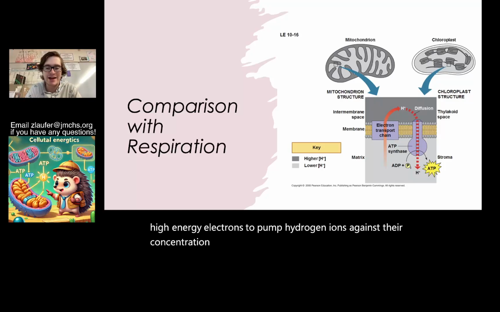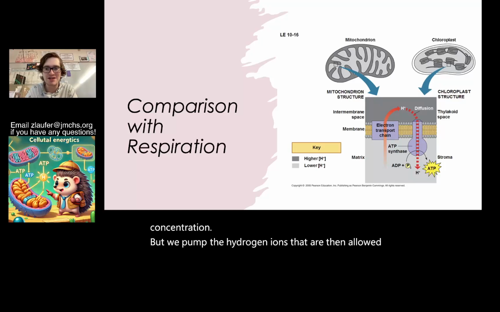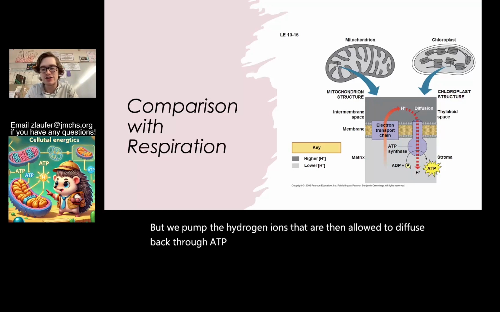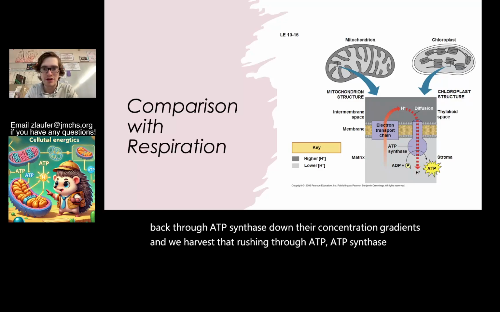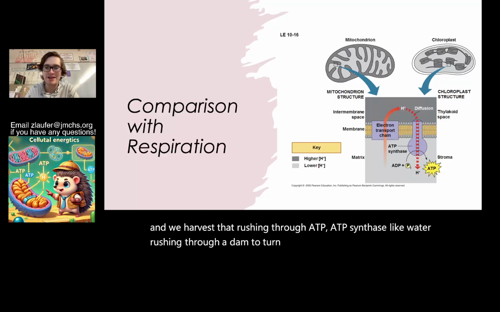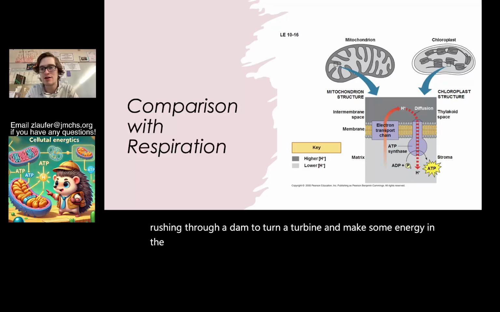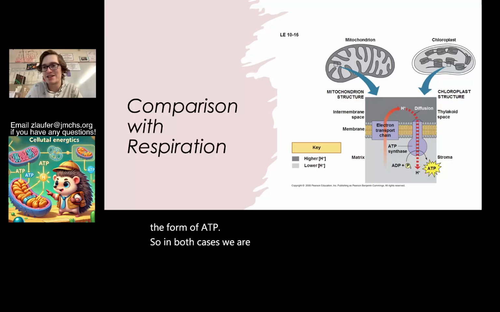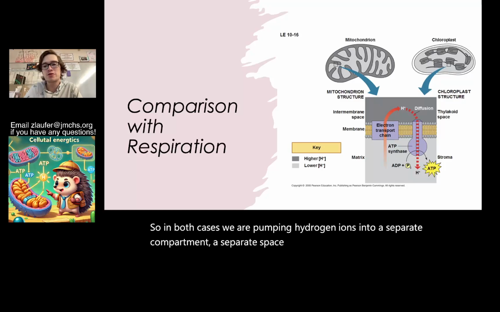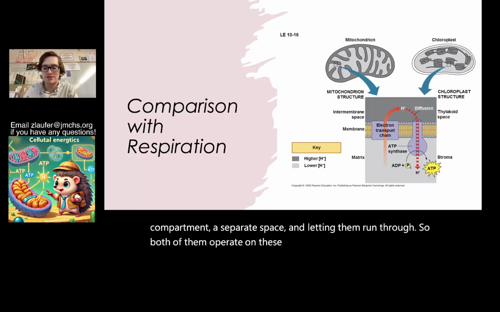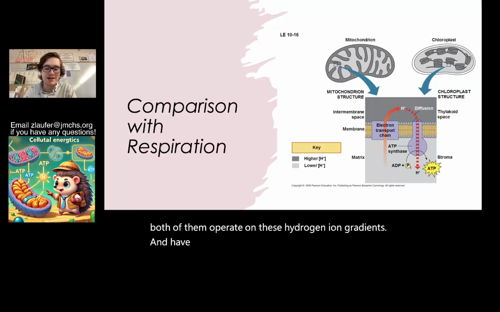If I say pump, it has to be against the concentration gradient, but we pump the hydrogen ions that are then allowed to diffuse back through ATP synthase down their concentration gradients, and we harvest that rushing through ATP synthase like water rushing through a dam to turn a turbine and make some energy in the form of ATP. So in both cases, we are pumping hydrogen ions into a separate compartment, a separate space, and letting them run through. So both of them operate on these hydrogen ion gradients and have these membrane structures so that they can compartmentalize and create those hydrogen ion gradients.